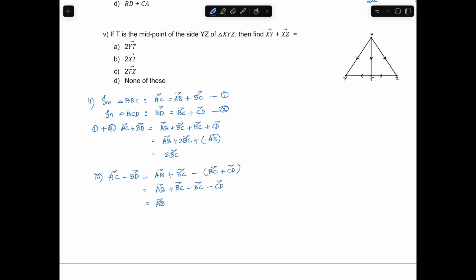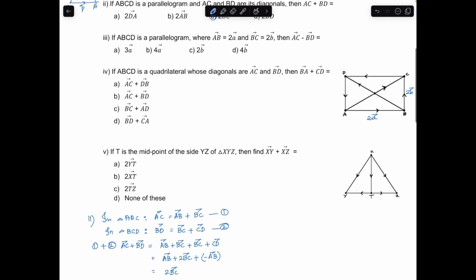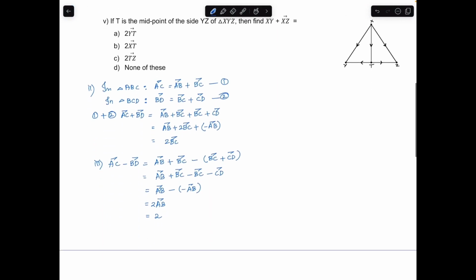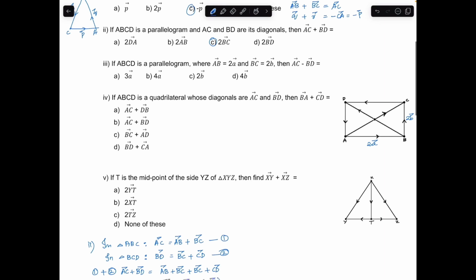AB, CD is just opposite of AB. So this can be written as minus of minus AB. So it becomes 2AB vector. AB vector is given by 2A, which is equal to 4A vector. So the option is B.